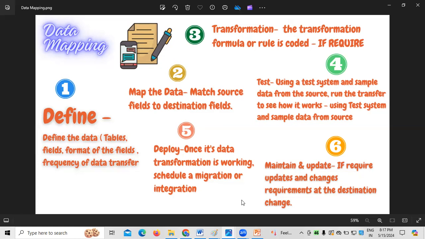Once the deployment is completed, the next is maintenance and update. This is a continuous process. This has nothing to do with one day.